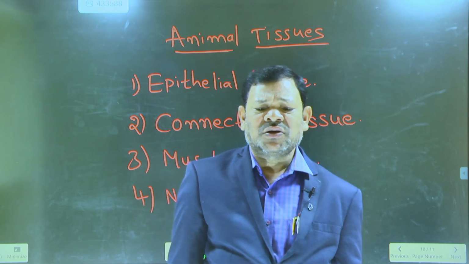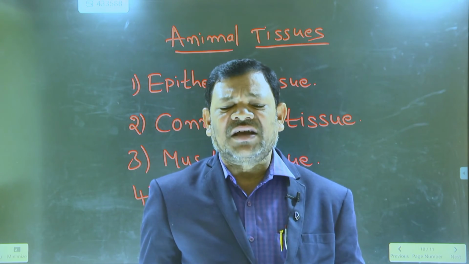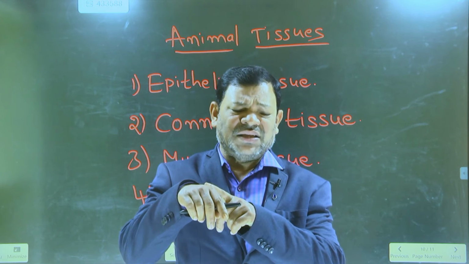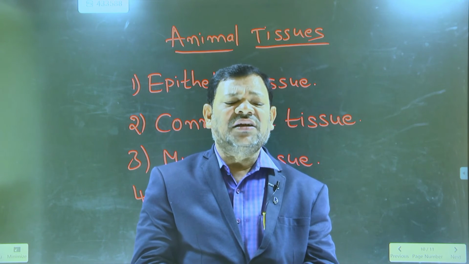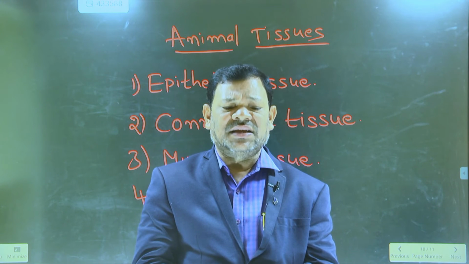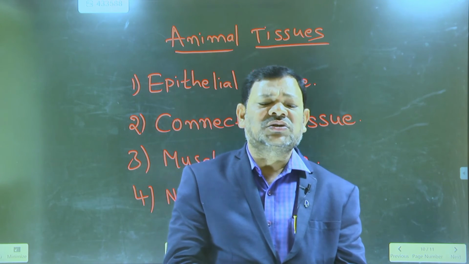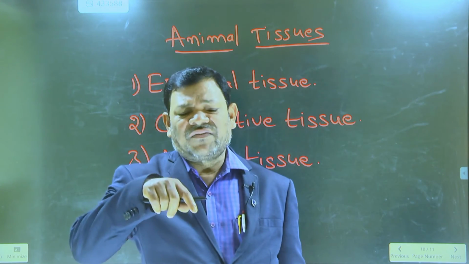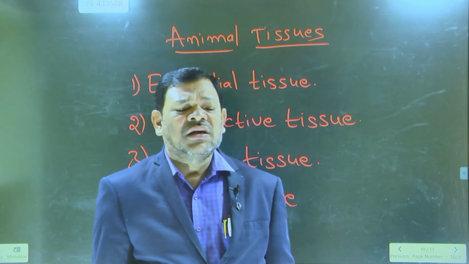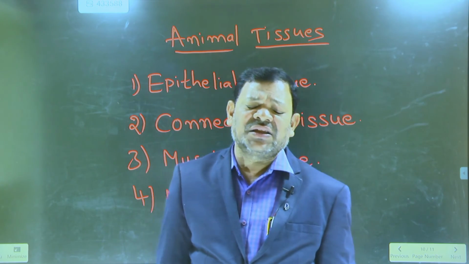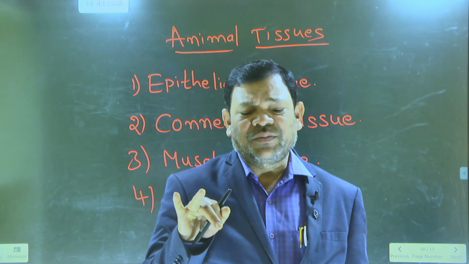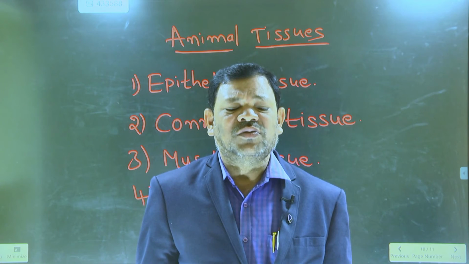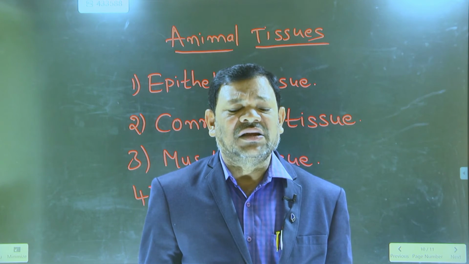Nervous tissue. So what is the meaning of epithelial tissue? What is the outermost surface of the animal cell? The tissue present there is made up of epithelial cells. The outermost layer is made up of epithelial tissue. For example, skin is also made up of epithelial tissue only. Nails are made up of epithelial tissue, skin is made up of epithelial tissue, and hairs are made up of epithelial tissue. So most of our body is made up of epithelial tissue only.